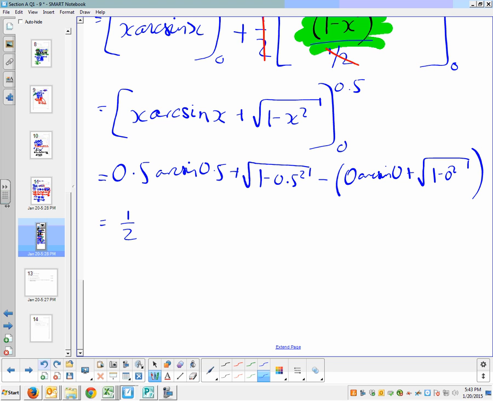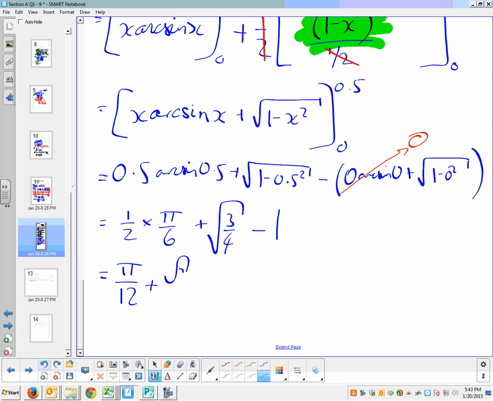So this is a half of arc sine of a half, which is pi by 6. 1 minus a quarter is the square root of 3/4. Minus 0 arc sine 0 is 0, so that's gone. 1 minus the square root of 1 is 1. And just tidying that up a little bit, we get pi by 12 plus root 3 over 2 minus 1.